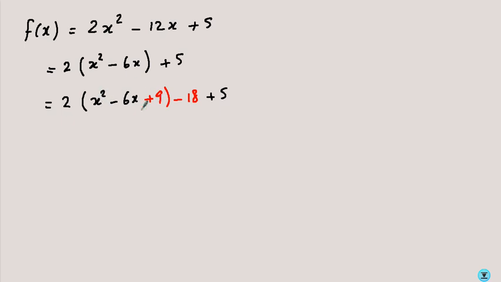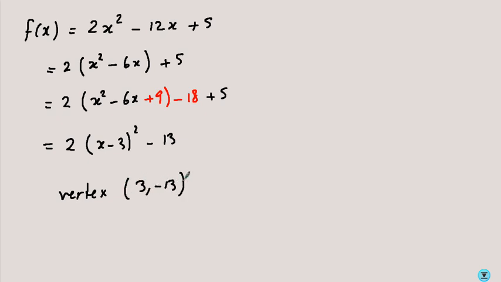Now this is a perfect square, so we can write it as 2 times (x minus 3) whole squared minus 13, and this is the equation of a parabola whose vertex is at 3, negative 13, and that is stretched by a factor of 2 compared to the curve of y equals x squared.